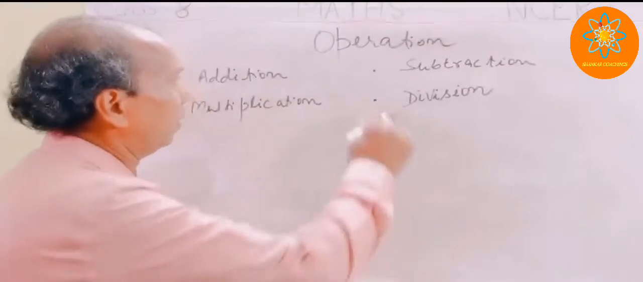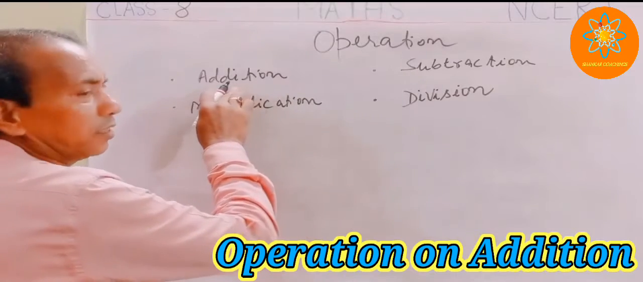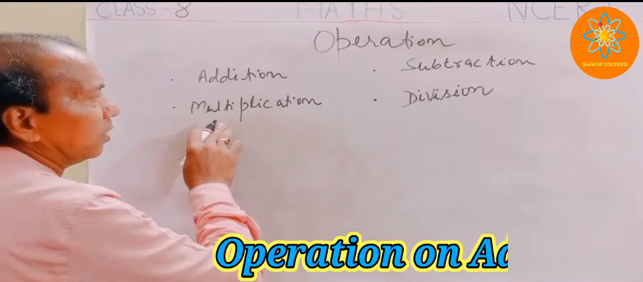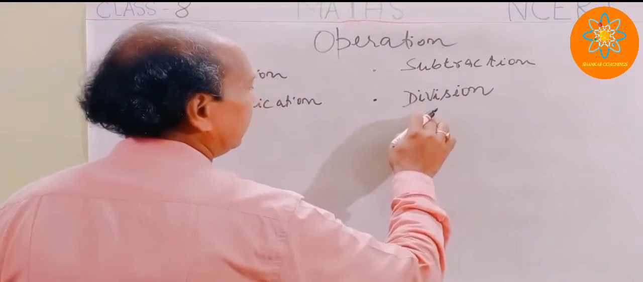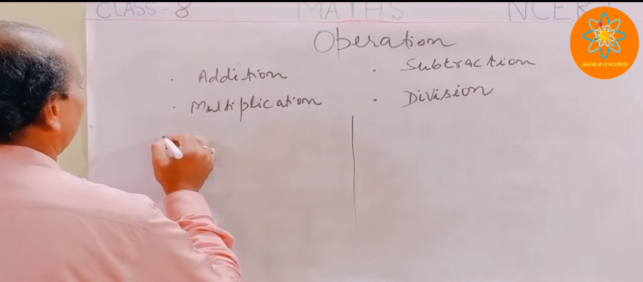Now we start with the operations. In the operations we see addition, multiplication, subtraction, and division. Let's suppose I am taking the addition one. Addition.